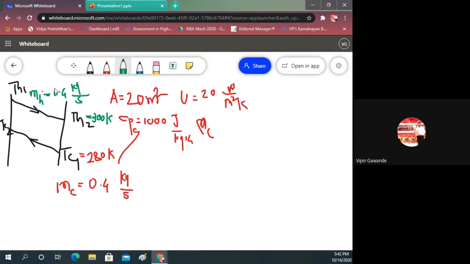So this air is giving heat to the first air, the other air, and its mass flow rate is also 0.4. Since both the fluids are air, Cpc is equal to Cph. In the first problem also we took the same thing. If the fluid is the same, the specific heat is the same for both fluids. So Cpc is equal to Cph, that is equal to 1000.